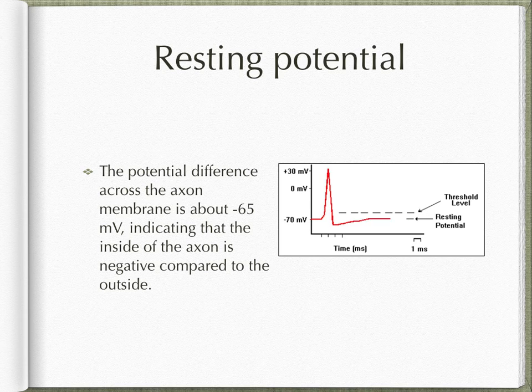Resting potential. The potential difference across the axon membrane is about minus 65 mV, indicating that the inside of the axon is negative compared to the outside. The sodium ion concentration is greater outside the axon, while the potassium ion concentration is greater inside the axon.